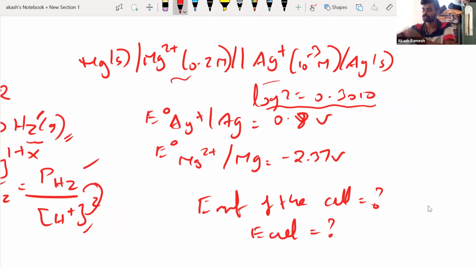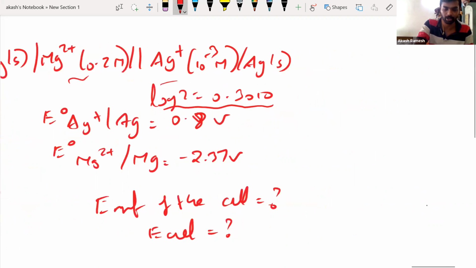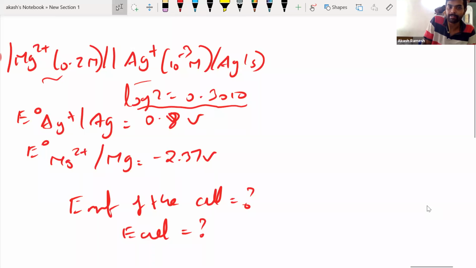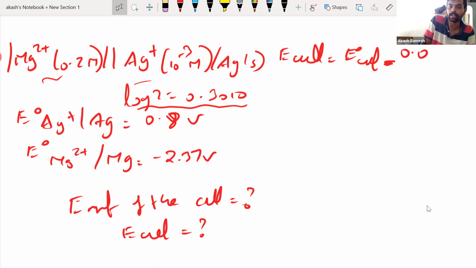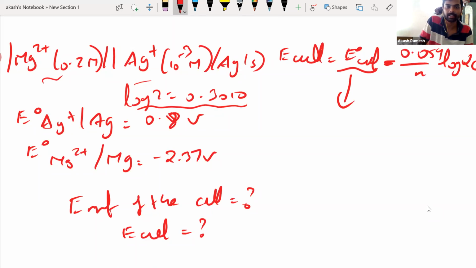So guys, for the equation, we have to use the Nernst equation, obviously. Let me write the equation first for your reference. E cell is equal to E naught cell minus 0.059 by n into log of QC. The temperature is not given, so by default it is 25 degrees Celsius. First let me calculate this E naught cell.